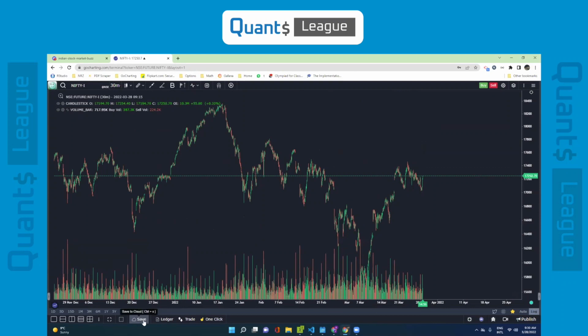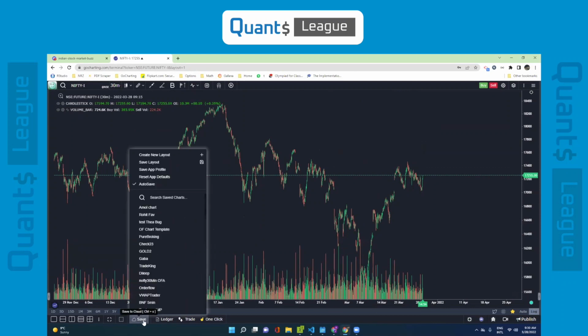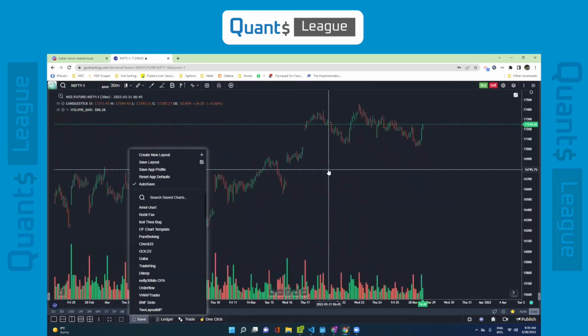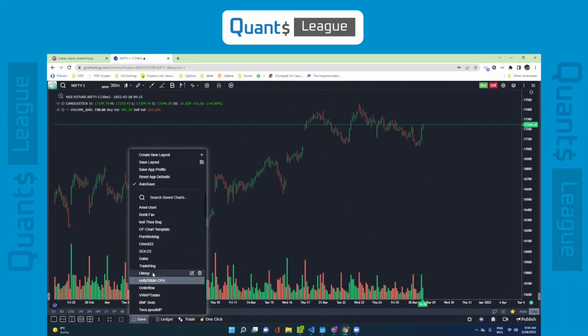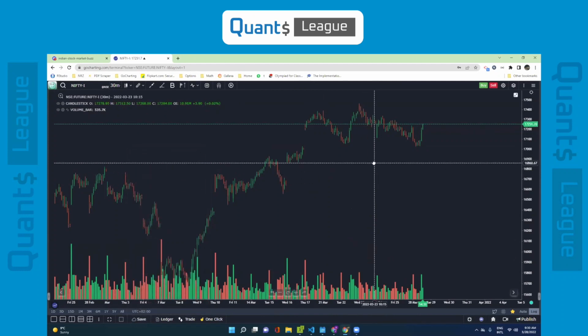Then you have something called save. Save is basically an ability using which you can create multiple layouts. So if I have this particular chart and I want to save the settings on the cloud, that's what you use, a create layout. Once you create a layout, all your saved charts will show up here, and each saved chart has a particular browser link, which is a permanent link that you can also share with your friends and your trading community.